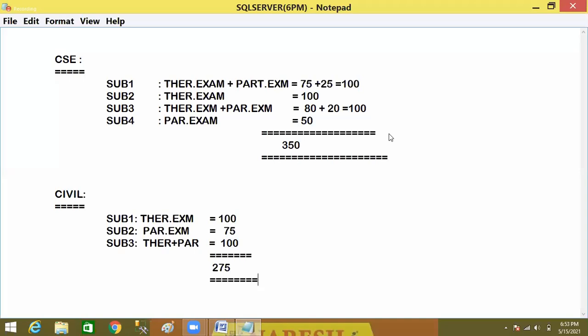A simple example: nowadays in 10th class, at least in the Telugu states, Andhra and Telangana, I don't know about other states. Every subject has two papers, paper 1 and paper 2. Yes or no? Maths has two papers, physics two papers, social studies two papers.